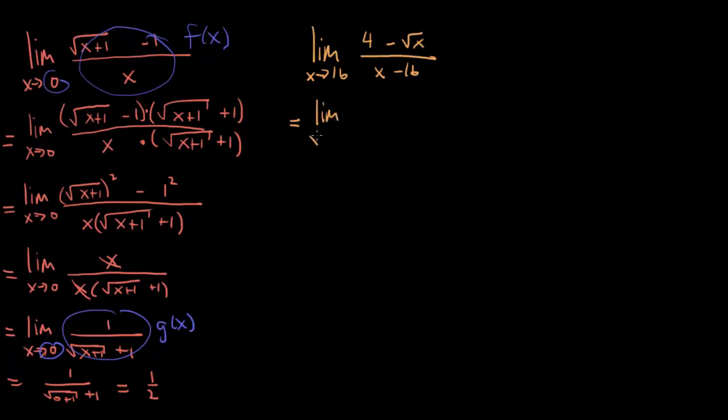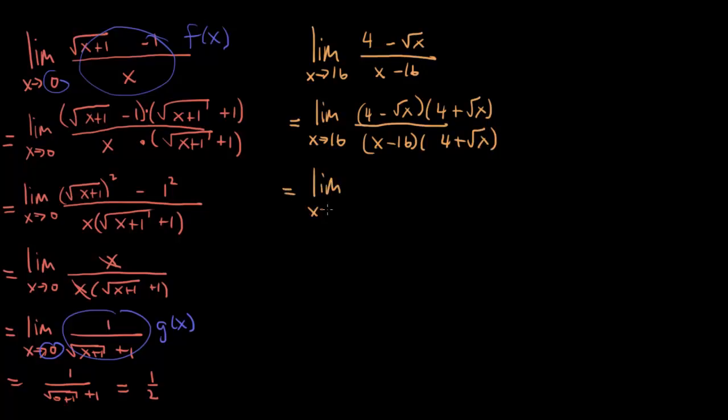If you have radicals, a good idea is to use the conjugate technique. So let's multiply the top and the bottom by the conjugate of the numerator. So we're going to rationalize the numerator. So 4 minus the square root of x times 4 plus the square root of x, over x minus 16 times 4 plus the square root of x, equals the limit as x approaches 16. Since we're multiplying by the conjugate of the numerator, we're going to be left with 4 times 4, so 16, minus the square root of x squared, so minus x, over x minus 16 times 4 plus the square root of x.